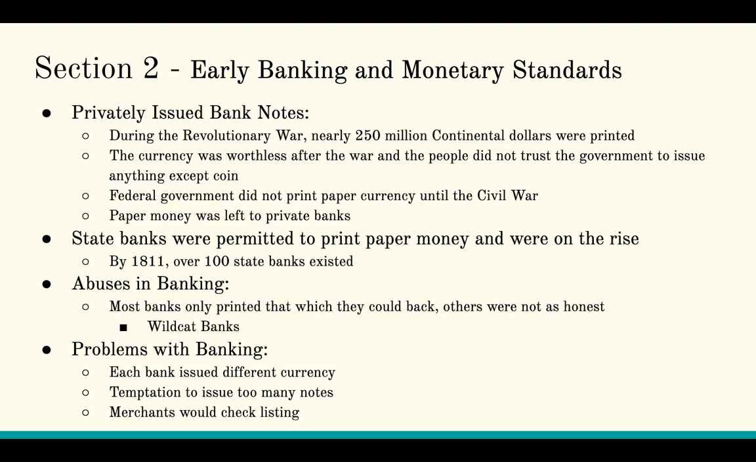So, at first, most banks printed only the amount of currency they could reasonably back with their gold and silver reserves. Others, however, were not as honest and became known as wildcat banks. So, wildcat banks were those fraudulent banks that printed large amounts of currency in remote areas to make the redemption of their currency difficult. These banks got their name from people who claimed that you had to be a wildcat to get to them.